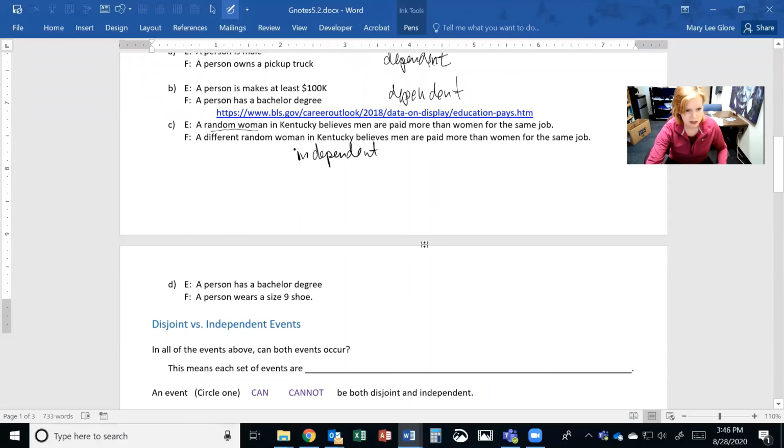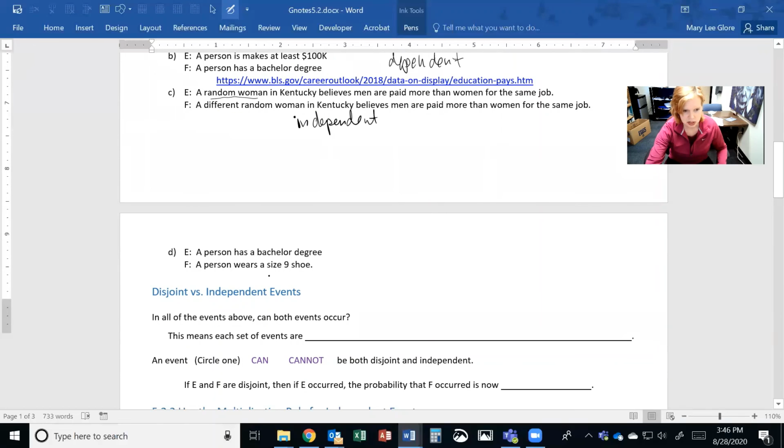All right, let's look here. A person has a bachelor's degree and a person wears a size 9 shoe. Let's say I know somebody has a bachelor's degree. Does that change the probability that they wear a size 9? No. So the first does not affect the second, and the second does not affect the first. So these are independent.